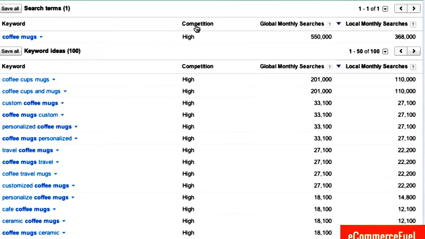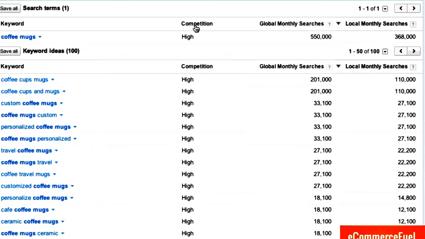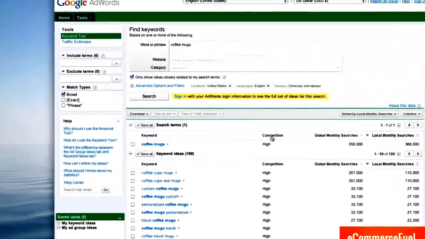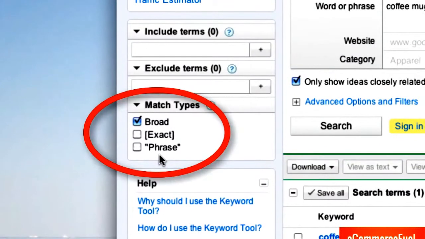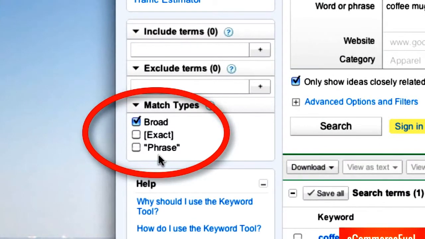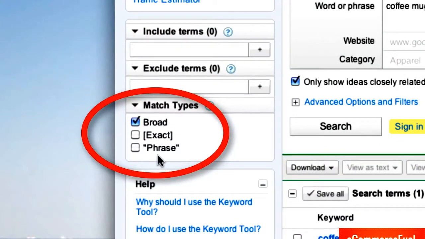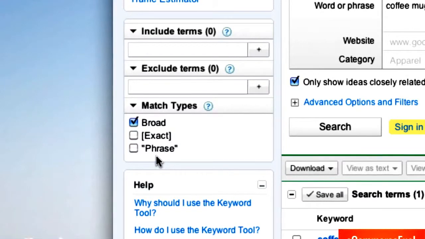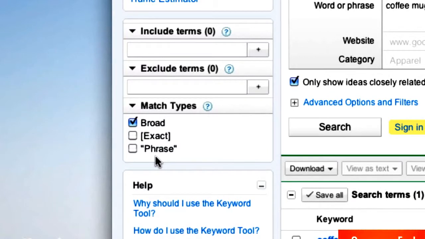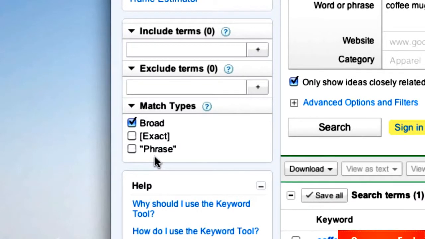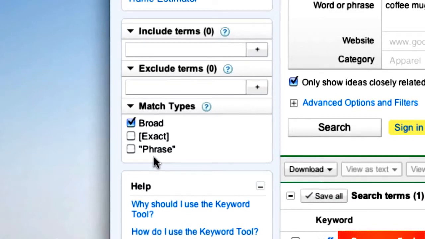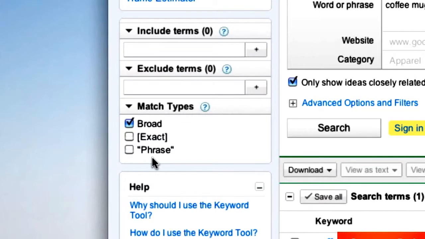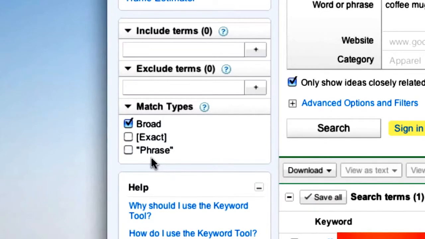So the most important thing to understand, and probably the biggest mistake people make when using the keyword tool, is not understanding how the different match types work. As you can see, there are 3 different types of matches: broad, exact, and phrase. And the keyword tool defaults to broad. So broad match, like the name implies, is going to include pretty much anything related to your search terms. So for coffee mugs, if somebody typed in what type of coffee should I put into my mugs, that would pop up, ignoring the fact it's a ridiculous search to begin with.